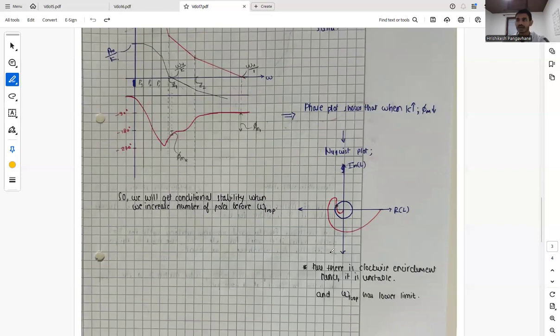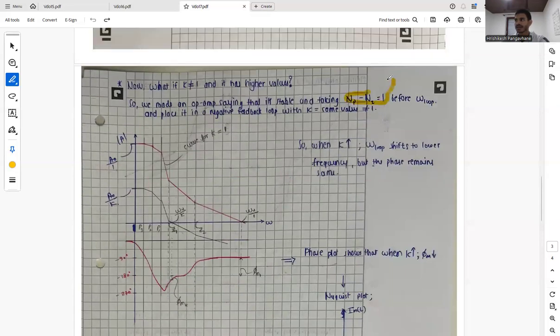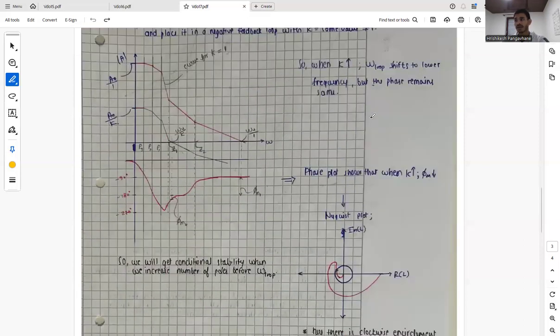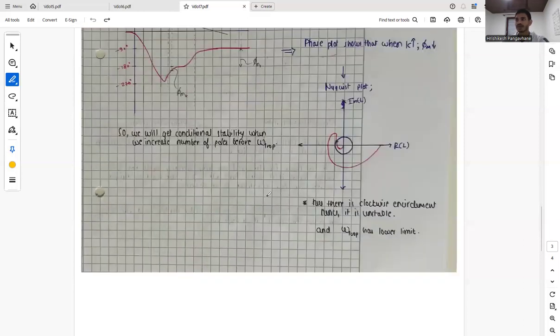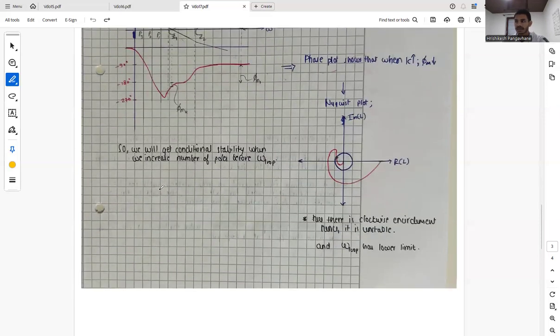So we can say that we will get a conditional stability when we increase the number of poles before omega loop. We can have more poles before omega loop, and we also have this criterion that to make it stable, just make the number of poles minus the number of zeros equal to 1. But along with that, we also have to look at that omega loop has its lower limit as well, and we are getting a conditional stability.